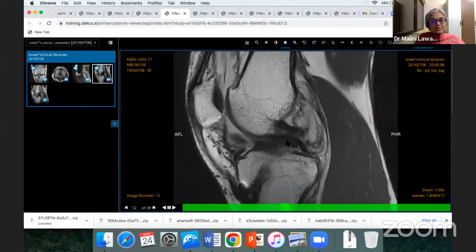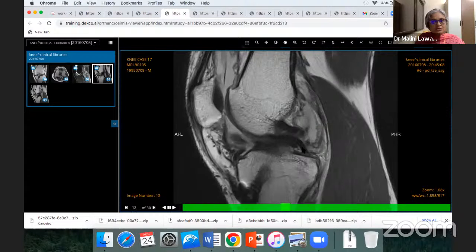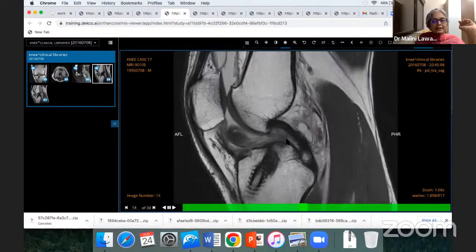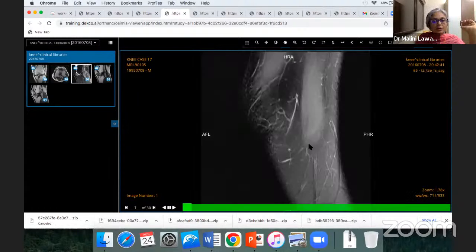And then can you see here? This looks like double PCL. This is the original PCL. And this looks like one more PCL. And all of these point towards bucket handle tear. This patient also has an ACL graft, and you can see this large cyclops lesion. You can see here, large anterior intercondylar nodule.